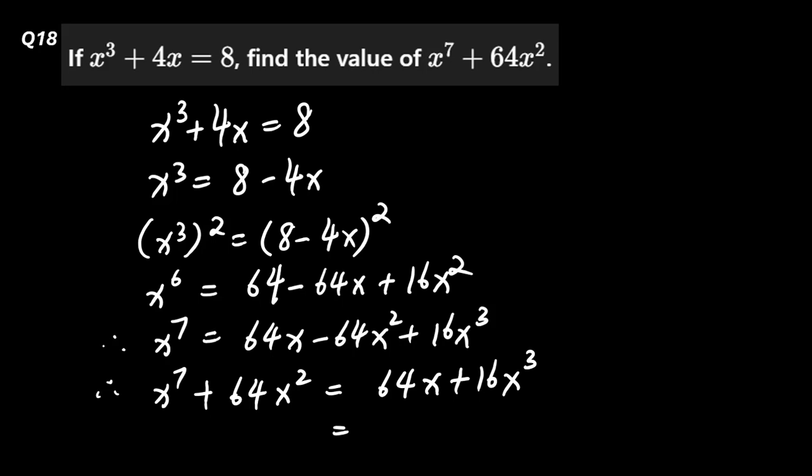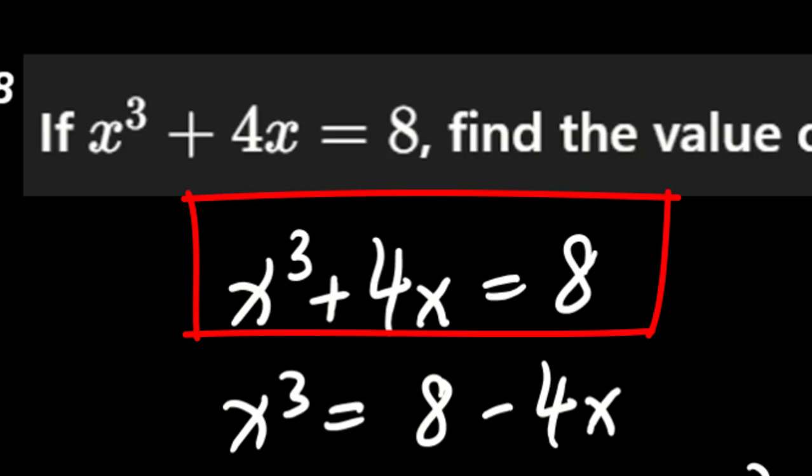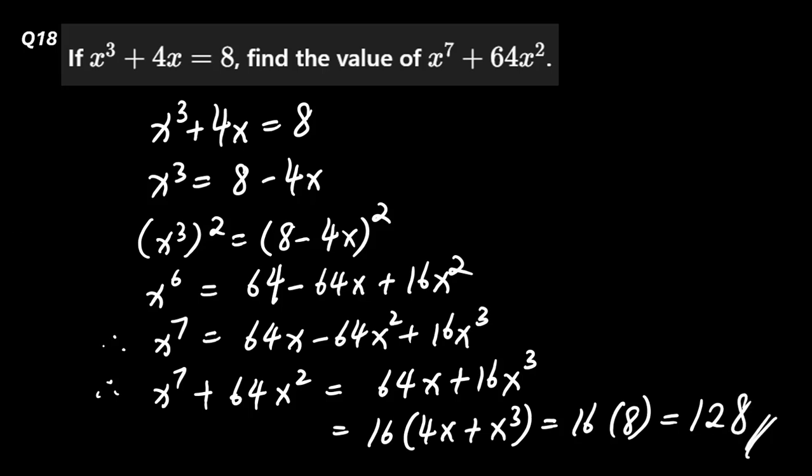Factor out 16: this equals 16 times (4x plus x cubed). But from the original equation, x cubed plus 4x equals 8. So this becomes 16 times 8, which is 128. Therefore, the final answer is 128.